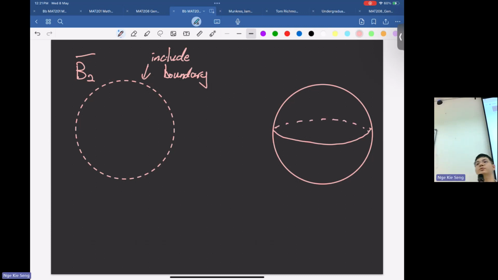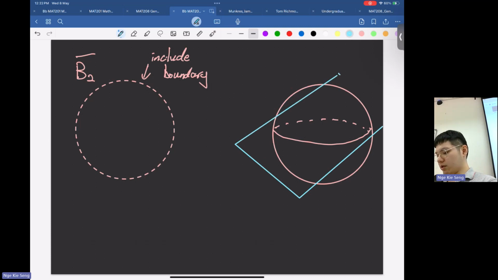Okay, how are we going to do this? How do we make a 3D thing flat? It's kind of a problem here. You cannot simply project, right? If you've taken differential geometry, they will do something called the stereographic projection. What does that mean?